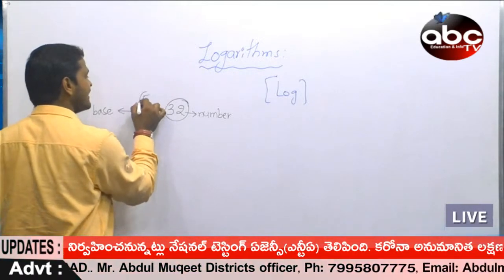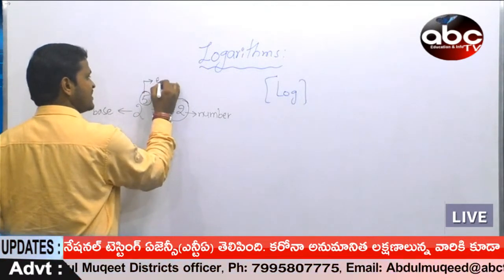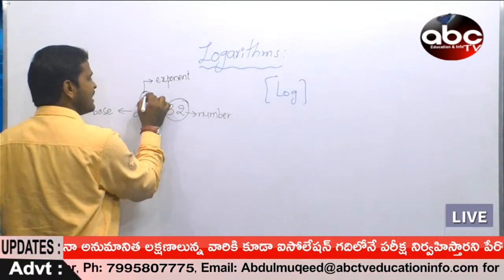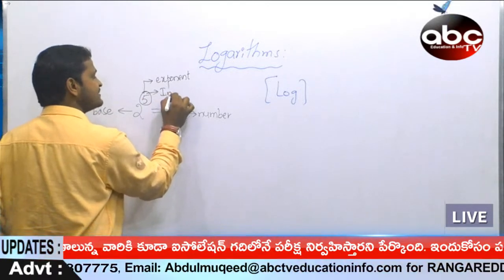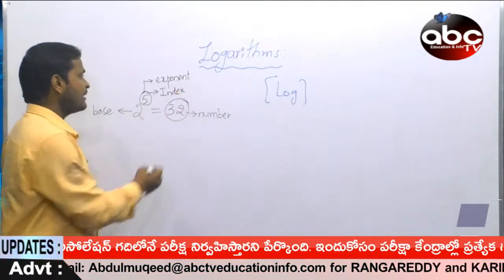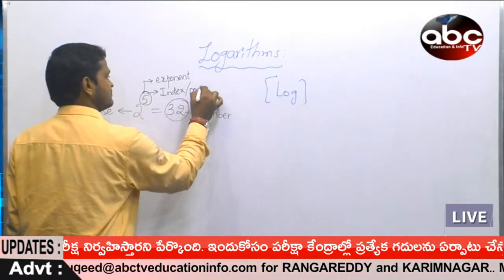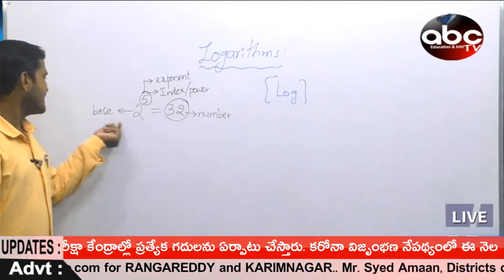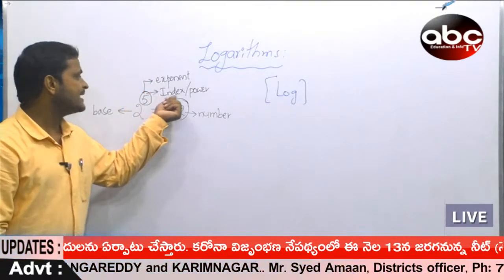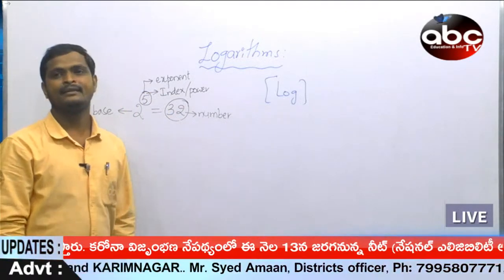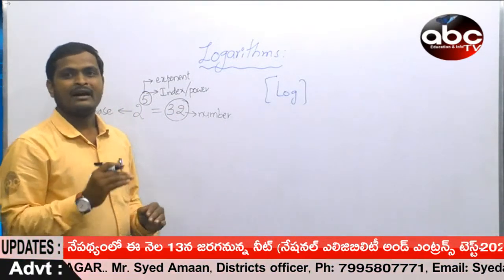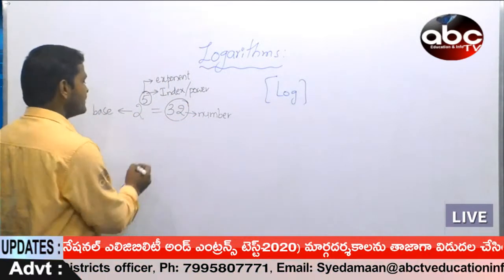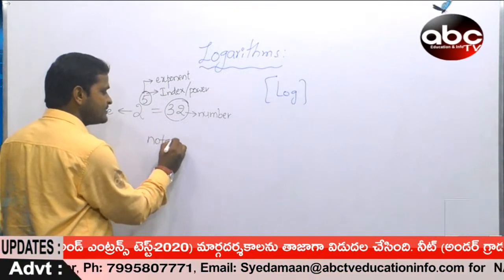Then what is 5 here? 5 is the exponent. 5 is the exponent, also called index or power. Don't confuse, students. 2 power 5 is equal to 32. 2 is called the base, 5 is called the exponent, index or power, and 32 is the number. Now, how is the notation of logarithm?